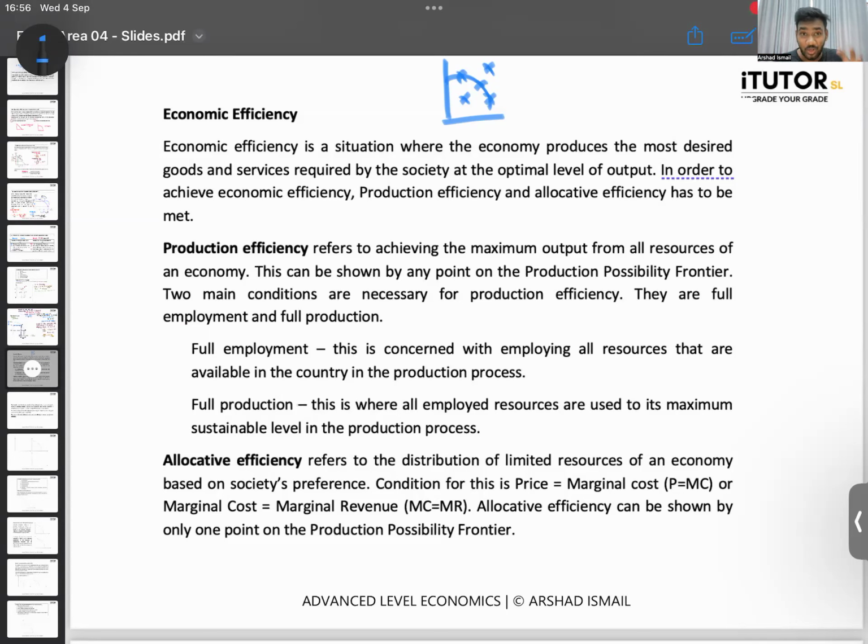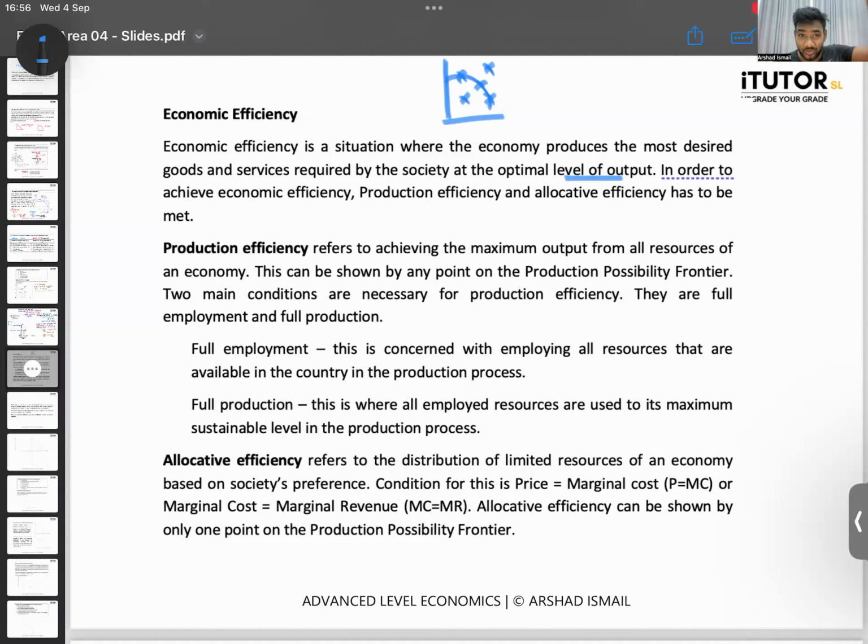Economic efficiency is a situation where the economy produces the most desired goods and services of the society at the most optimal level. So to produce the most desired goods and also to produce at the optimal level, there are two conditions that have to be met. So this is like everything is perfect. For example, let's say you want to get an A for econ, and there are two conditions. One, you need to know your theory. Two, you need to practice papers and be a part of a revision. So let's say there are two conditions.